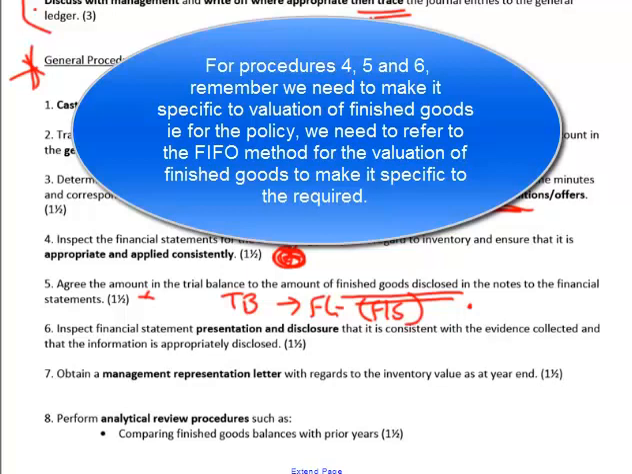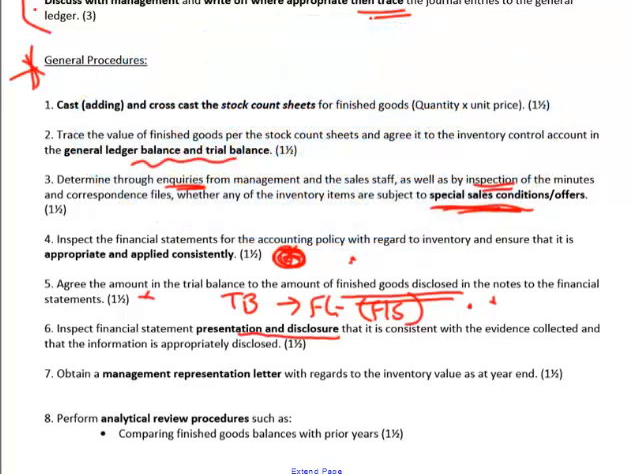Then number 6, it says inspect the financial statement presentation and disclosure and ensure that is consistent with the evidence collected. So here we're talking about policy, then we talk about the amount, then we talk about presentation and disclosure. Has it been presented and disclosed correctly in accordance with priors, and is it consistent, and is it appropriately disclosed?